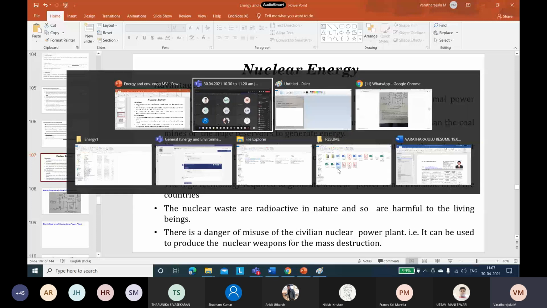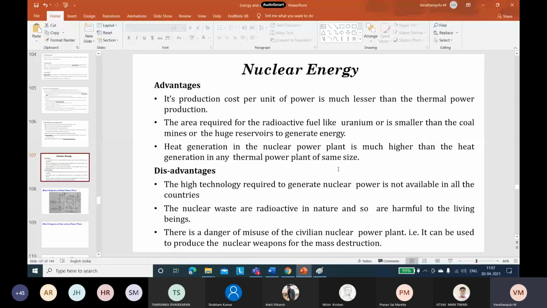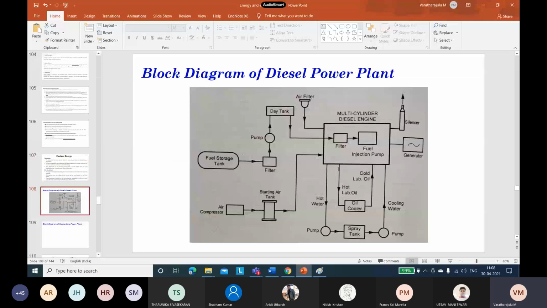This is the block diagram of the diesel power plant. We'll discuss it once we are done.